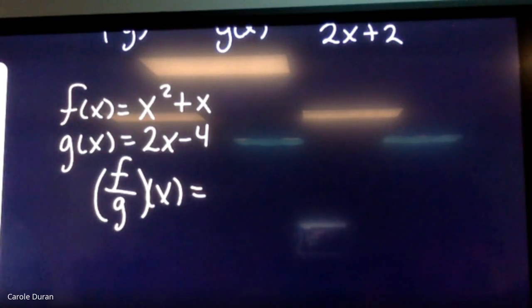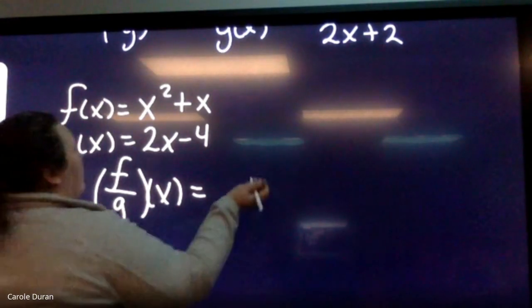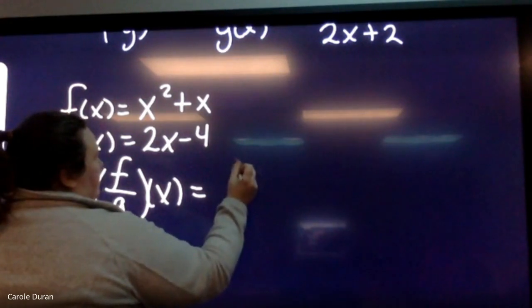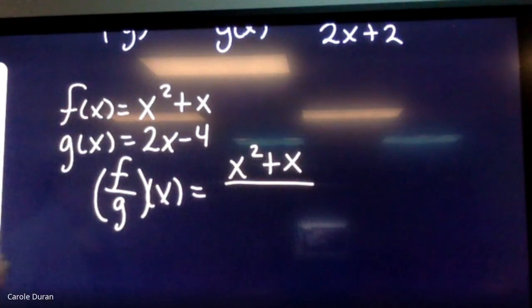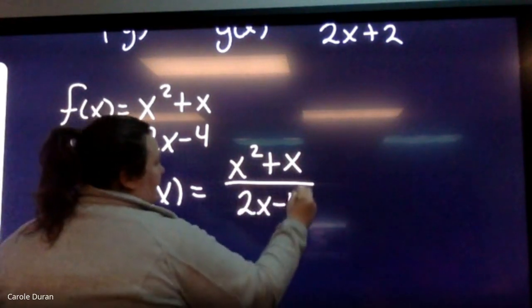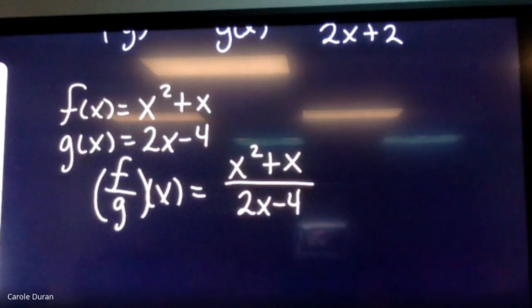Madison, talk me through this one. Take green, for example. How do you know you had to put the f over the g? Right, so we looked right at how it was written. We have to follow that, right? Perfect. So we put my f function. What's my f function here? X squared plus x. Good. And then that goes over my g function. And what's my g function? 2x. Is there anything else I needed to do? Nope, we're done.